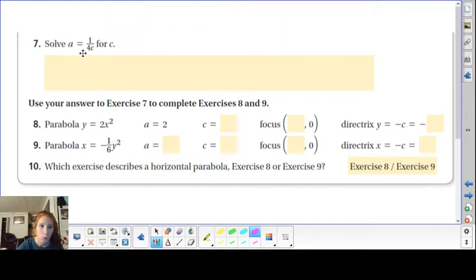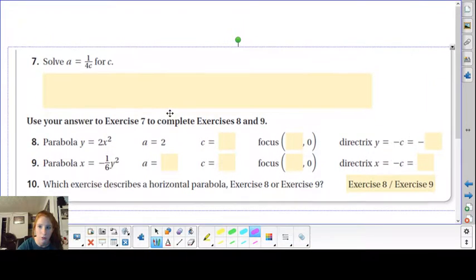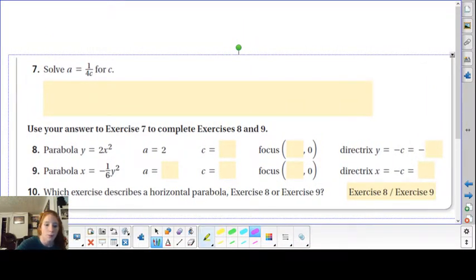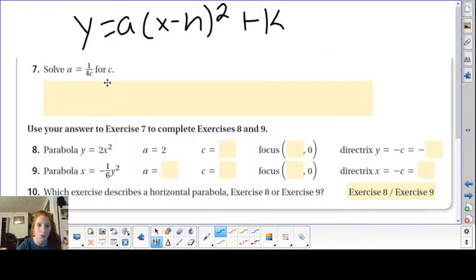Okay, so we have been used to seeing a before, so I'm going to scooch this down a smidge. When we talked about this in Math B, we saw the equation y is equal to a times x minus h quantity squared plus k. Well, today I'm telling you that a is created using our focus. So what we're going to do is solve what we're given from a to be able to find what c is.